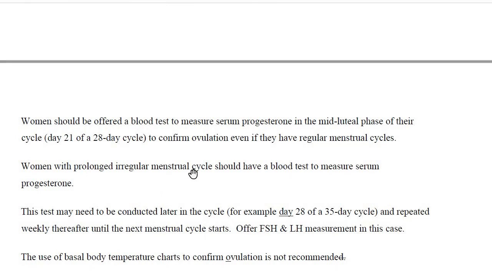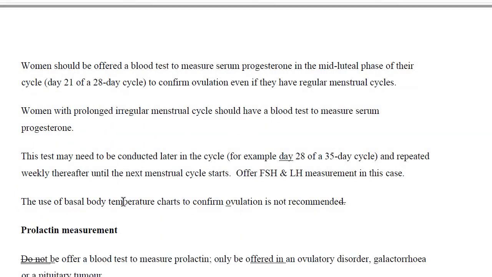Women with prolonged irregular menstrual cycles should have a blood test to measure serum progesterone. This test may need to be conducted later in the cycle, and you know that ovulation will take place 14 days before the start of the menses. If a woman has a 28-day cycle, we are testing for when she is likely to ovulate. She is likely to ovulate 14 days before the expected time of menstruation.